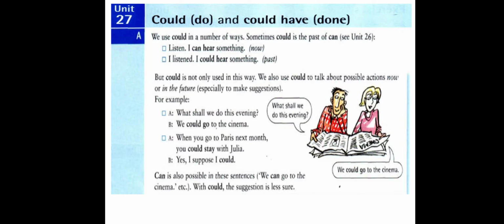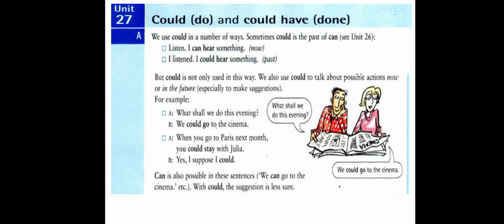Sometimes could is the past of can, as in the ability. We use could as the past of can. For example, listen, I can hear something now. Here we use can to express ability now, a present ability. To express present ability, we use can plus the base form. So we say, listen, I can hear something. Can is followed by the base form now.